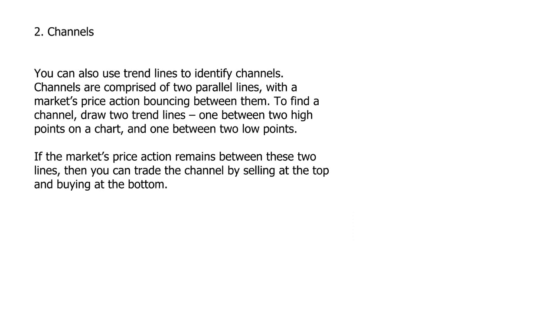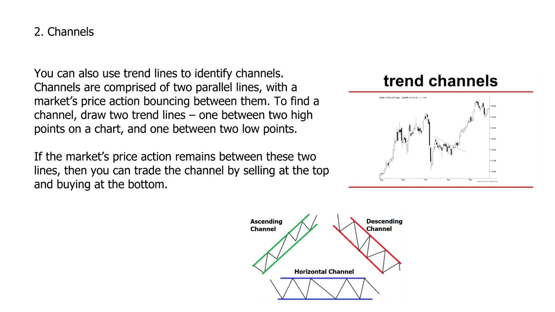2. Channels. You can also use trend lines to identify channels. Channels are comprised of 2 parallel lines, with a market's price action bouncing between them. To find the channel, draw 2 trend lines, one between 2 high points on the chart, and one between 2 low points. If the market's price action remains between these 2 lines, then you can trade the channel by selling at the top and buying at the bottom.